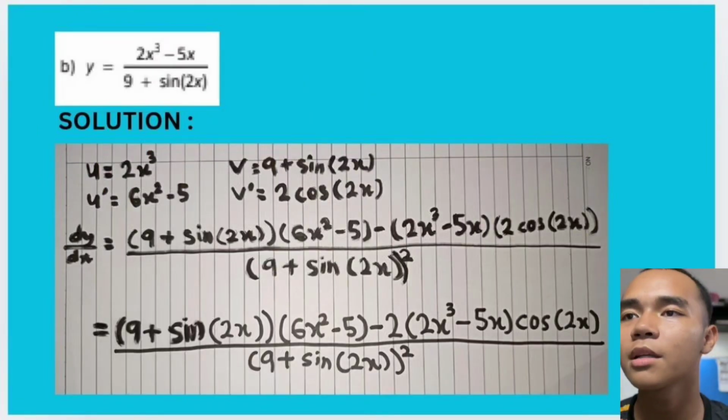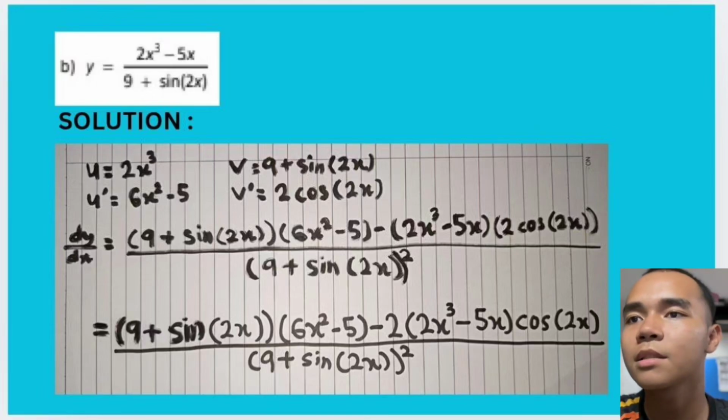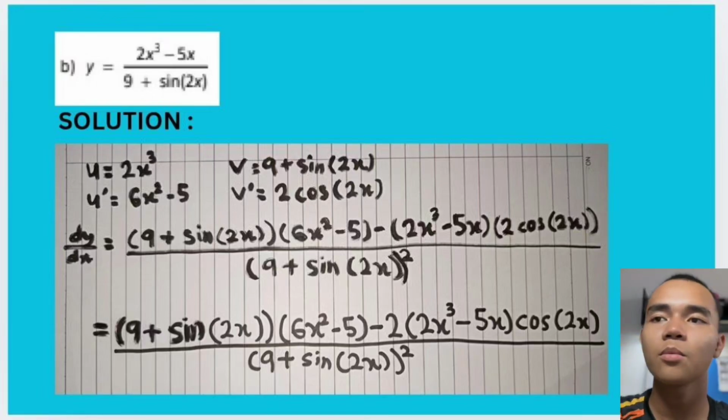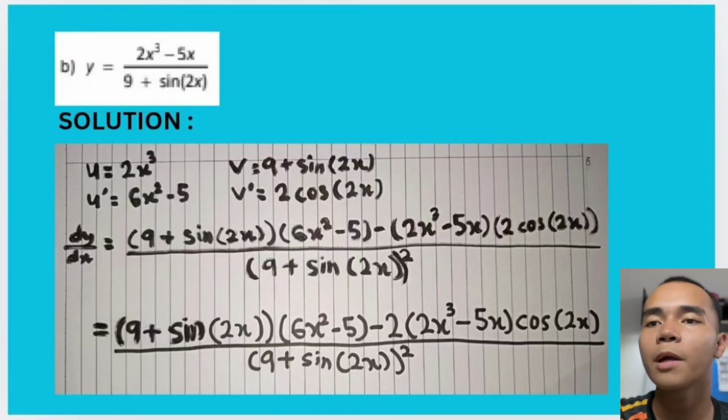Question B is y equals (x power 3 minus 5x) over (9 plus sine 2x). For this question, we use the quotient rule method because the question is in fraction form. So we state which one is u and which one is v. U is x power 3 minus 5x and v is 9 plus sine 2x. Then we differentiate both u and v, and it becomes u prime and v prime. U prime is 3x squared minus 5 and v prime is 2 cos 2x. Then we substitute the u prime, v prime, u and v.